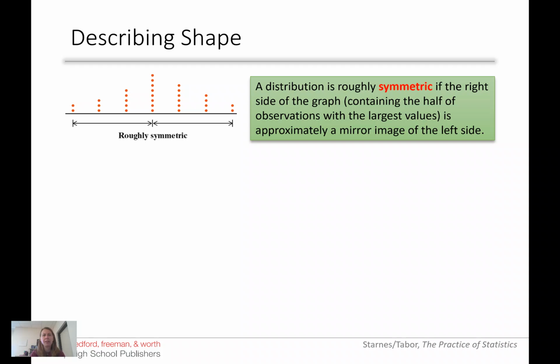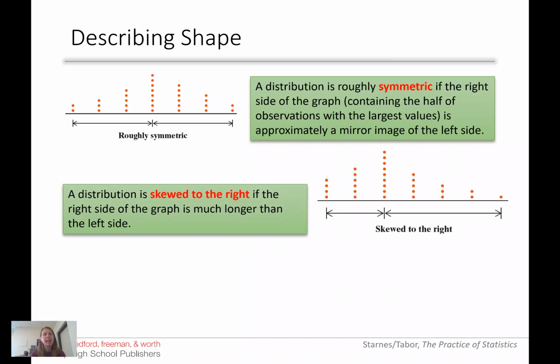A distribution, we're going to describe it in a few ways. One is symmetric, and usually we're going to say it's roughly symmetric. We like to hedge our bets a lot in statistics because nothing is absolute. So it looks the same from the center on both sides, roughly the same. We can have a skewed right. Now, the skew is based on where the tail is. The skew here, because the tail, if we were to draw a little curve, seems to go off to the right. So that's skewed right.